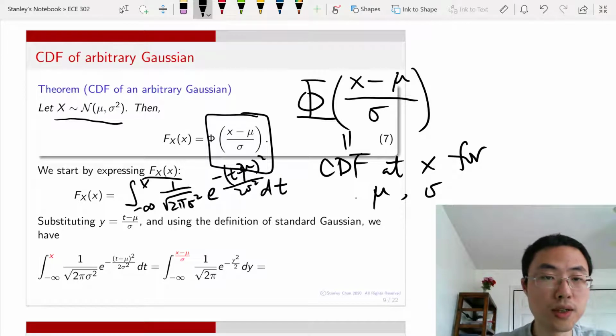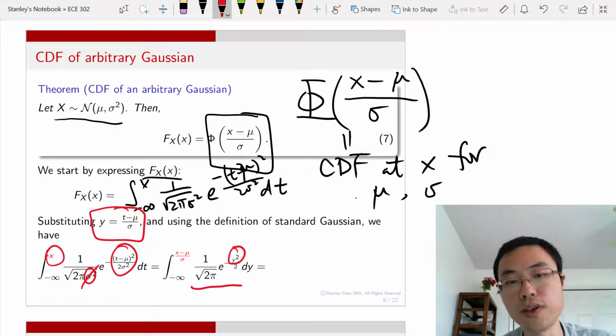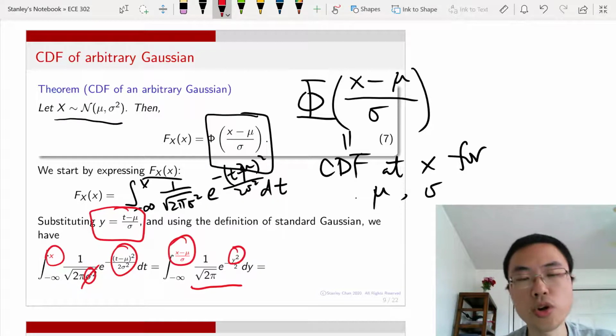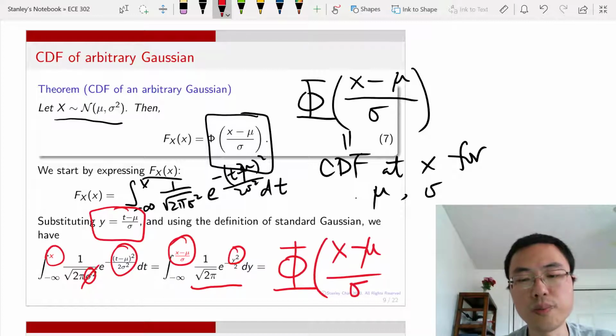Now you can define a variable y equal to (t minus mu) divided by sigma. Now if you integrate up to x and do the substitution, this term will turn into y, and then the sigma square will be gone. So this is the PDF of the standard Gaussian. The only thing that changes is the upper limit. The limit will become (x minus mu) divided by sigma. So this is going to give you phi of (x minus mu) divided by sigma.